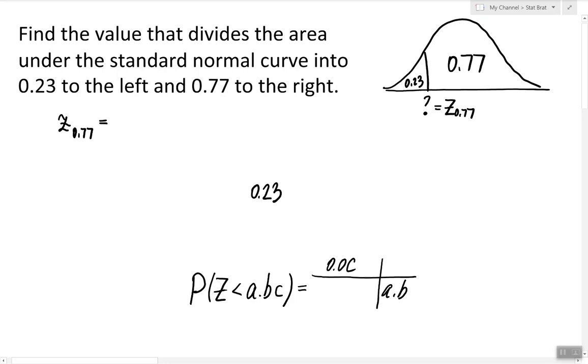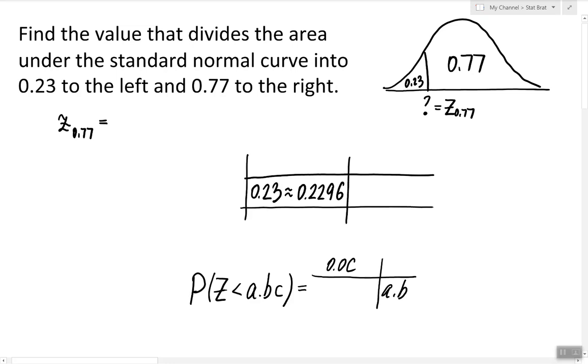And the nearest number to 0.23 inside the table is 0.2296. And the corresponding row and column values are negative 0.7 and 0.04. So the answer to the question is negative 0.74.